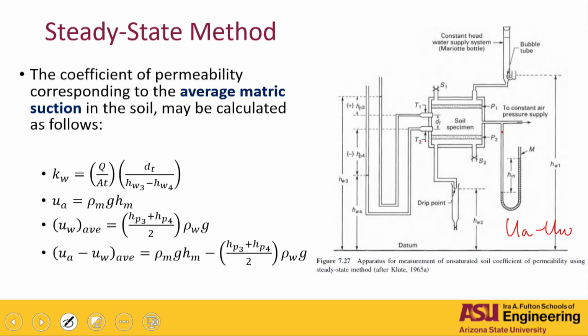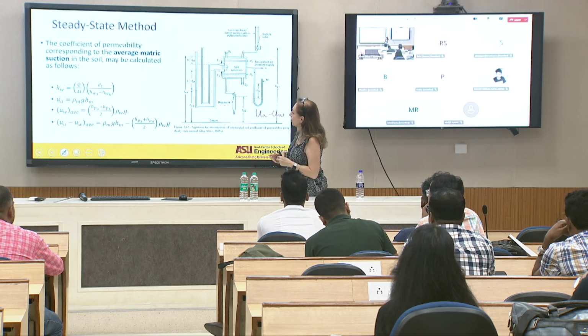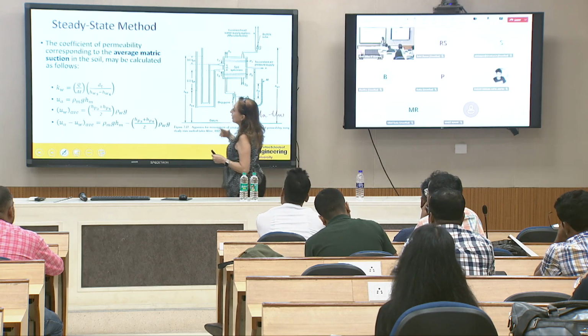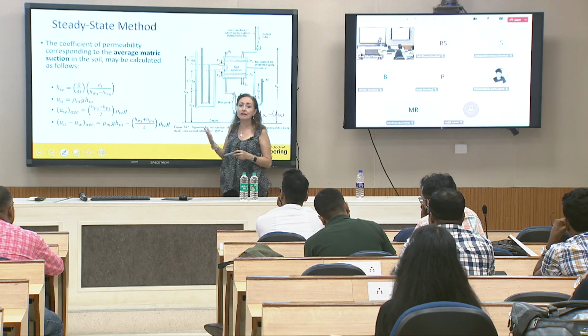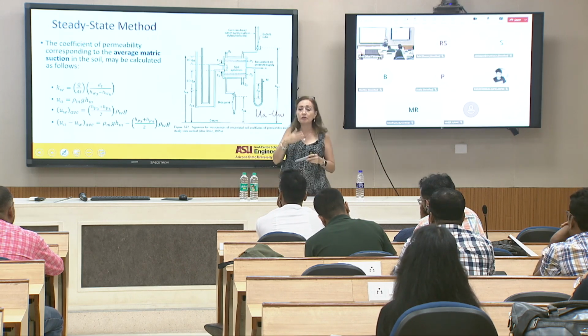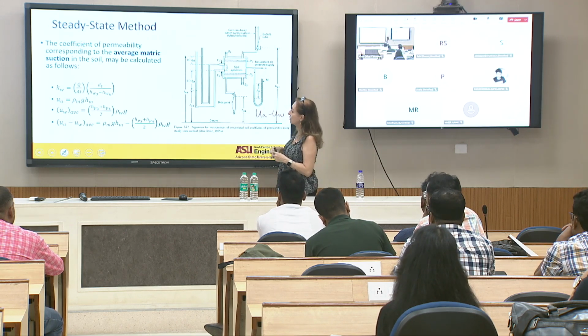And then you can put some tensiometers in here and measure, in a couple of points, the head that you're going to have in there, and use the average of those two to imply a head for the whole sample that you're going to have in there. So the coefficient of permeability will correspond to the average matrix suction in the soil.